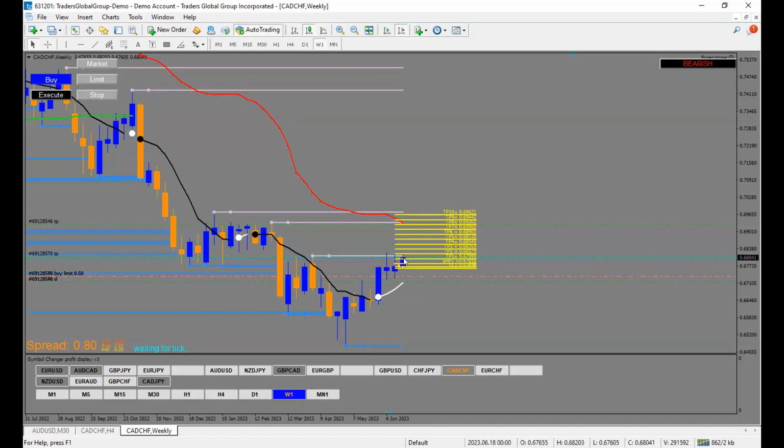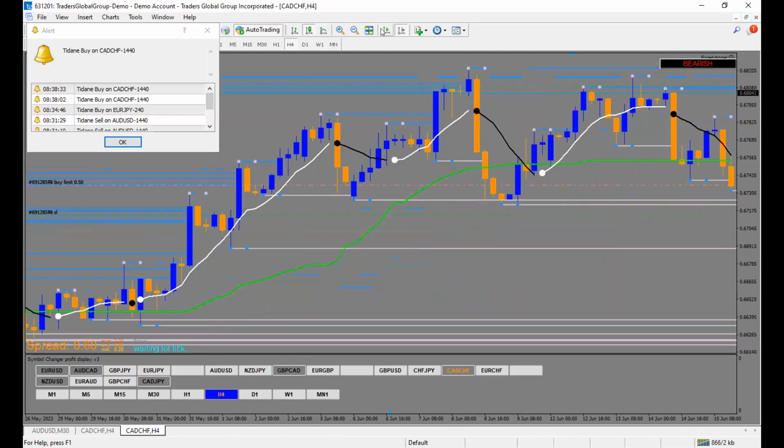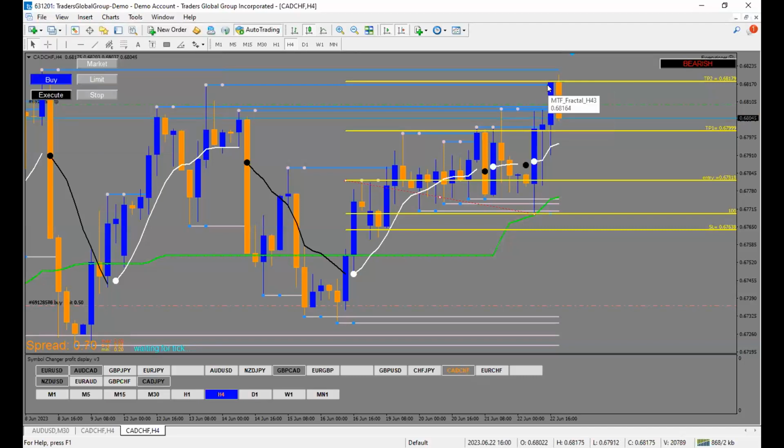So I'm still waiting for price to close above this fractal to tell me that there's a continuation in this trend, which is very, very important, because you can see now that there is a whole lot of rejection around this area, but price just closed above all these fractals today. So I'm hoping that price is still pushing to go up.